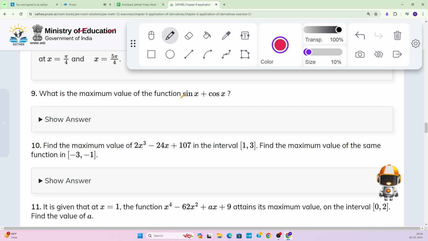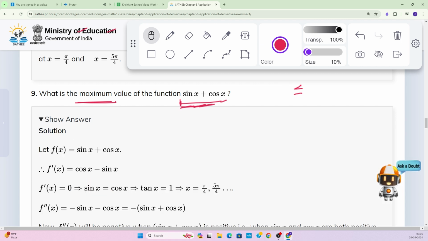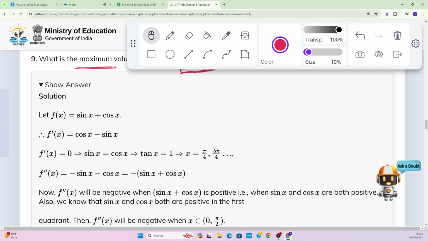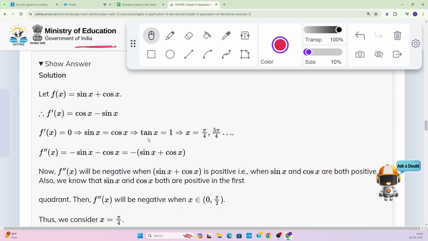Now find the maximum value of sin x plus cos x. This is very important from the perspective of competitive exams. Various questions come from this only, this sin x plus cos x. Today you will see what its maximum value is. So find the first derivative. The derivative will be cos x minus sin x, put it equal to 0. You will get tan x equals 1.